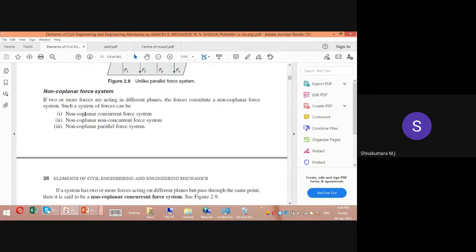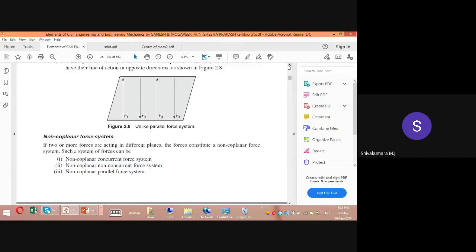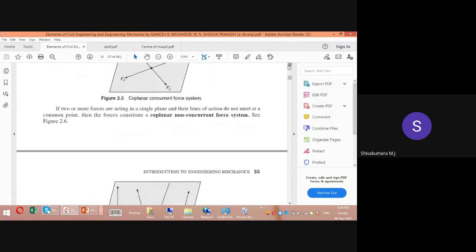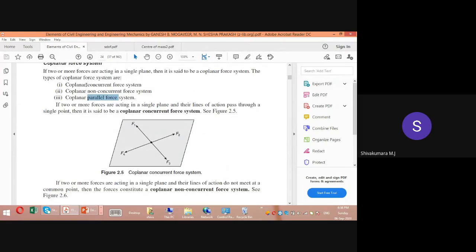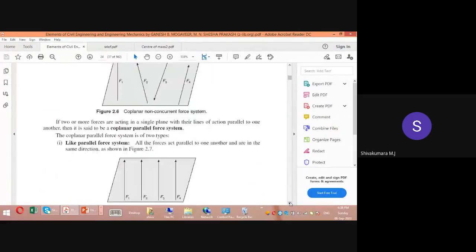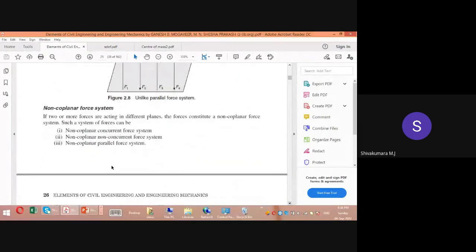And when it comes to non-coplanar, it is again the same thing. Whatever is shown for coplanar, in place of coplanar we will put non-coplanar for all these systems. Here we mentioned coplanar concurrent, coplanar non-concurrent, coplanar parallel. In place of coplanar, now I'll put non-coplanar: non-coplanar concurrent, non-coplanar non-concurrent, non-coplanar parallel. So that is another classification of force systems: non-coplanar concurrent force system, non-coplanar non-concurrent force system, non-coplanar parallel force system.